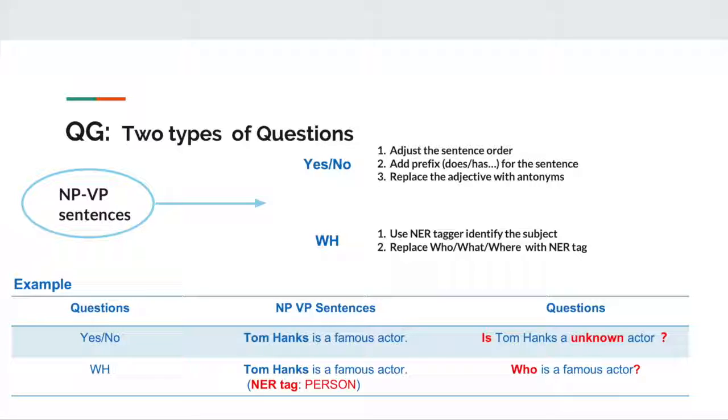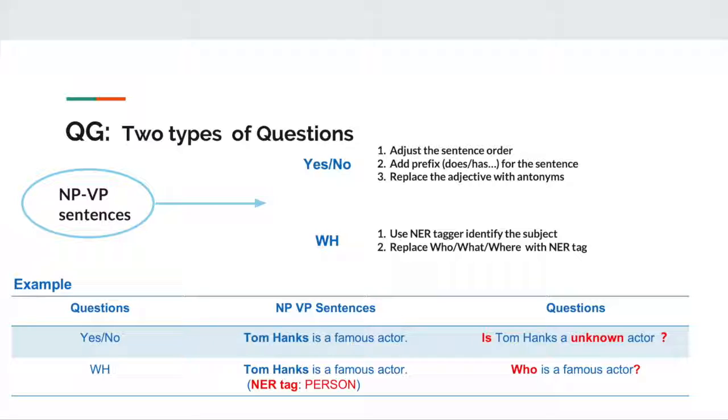So we need to identify which kind of subject or object it is. To do this, we use the NER tagging tool in the spaCy framework. According to the NER tag, we can determine which WH phrase to use. We just need to replace the original word by these WH phrases.